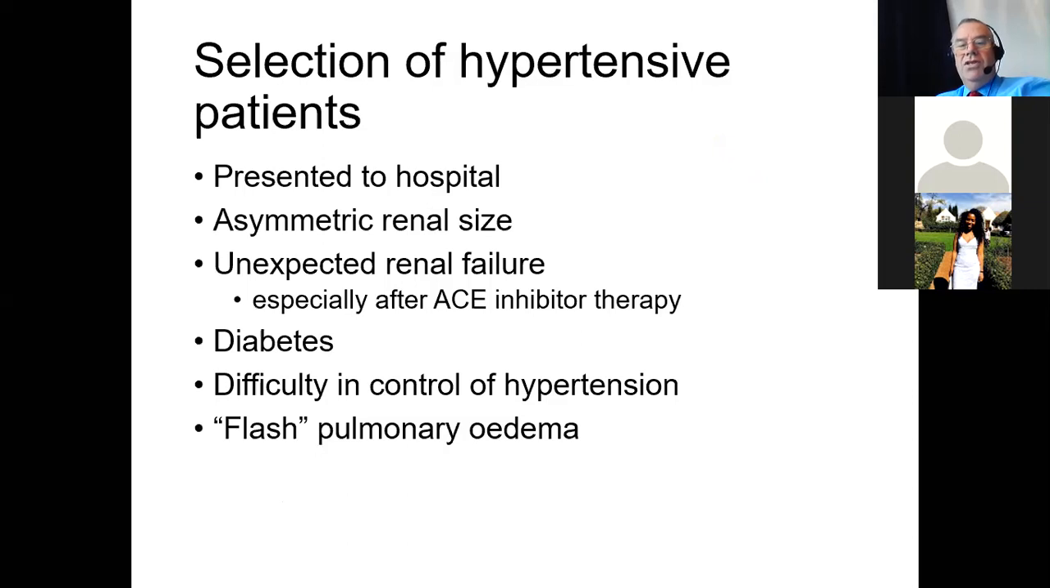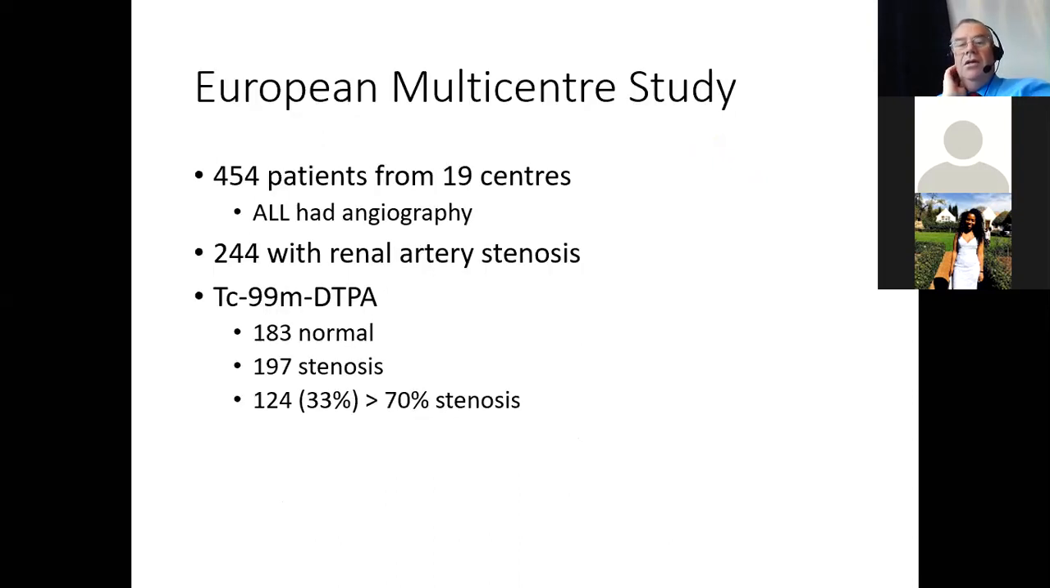So we select patients who are hypertensive, particularly difficult to treat. They've got asymmetrical renal size on ultrasound, or they've had any kind of unexpected renal failure, diabetes, difficulty in controlling hypertension, or a condition called flash pulmonary edema.